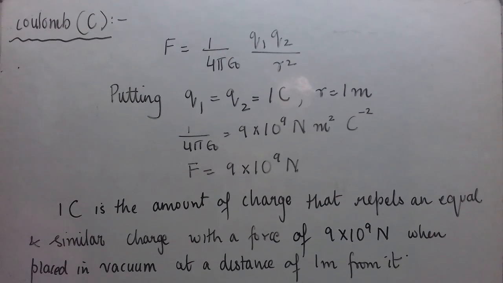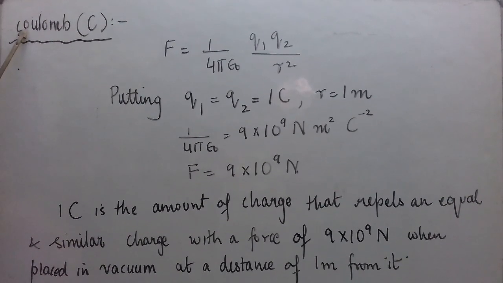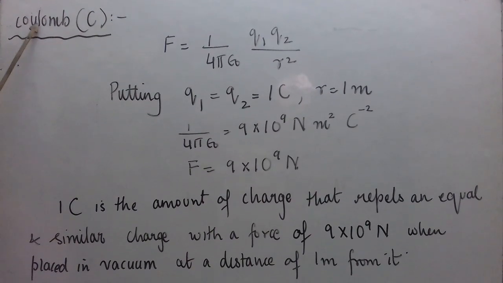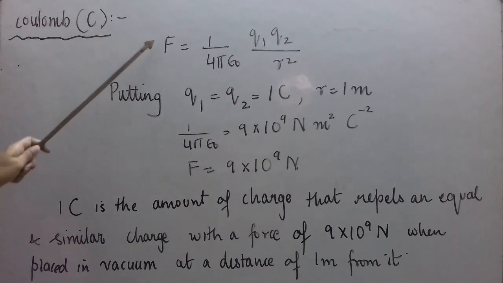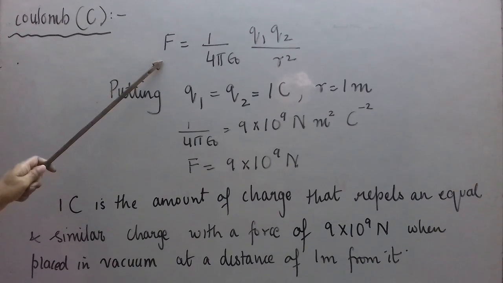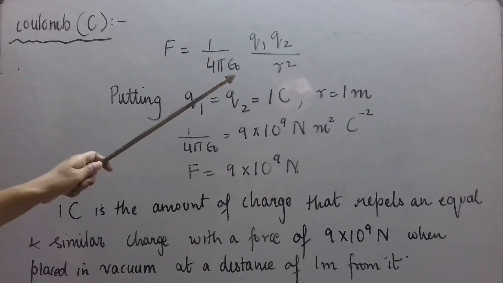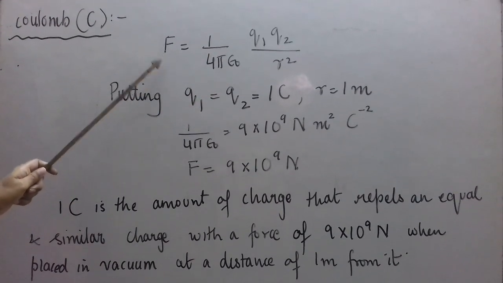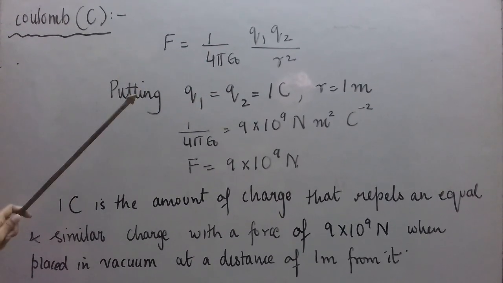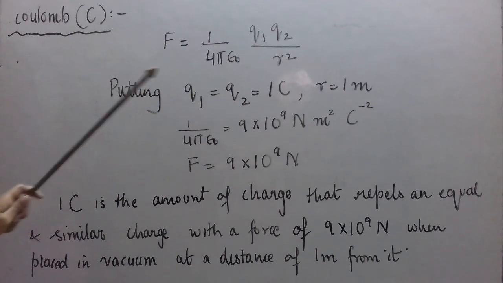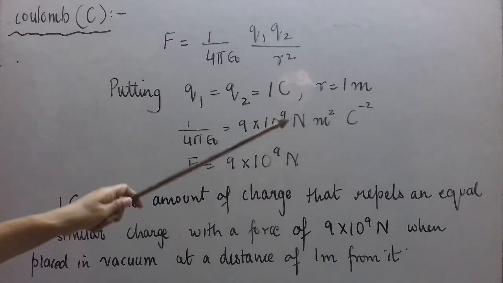Now let us see how can we define Coulomb by using Coulomb's law. What is Coulomb now? SI unit of charge. Now take the Coulomb's law mathematical form. F is equal to 1 upon 4 pi epsilon naught Q1 Q2 upon R square. So we have considered the vacuum here. Now putting Q1 is equal to Q2 is 1 coulomb and R as 1 meter.